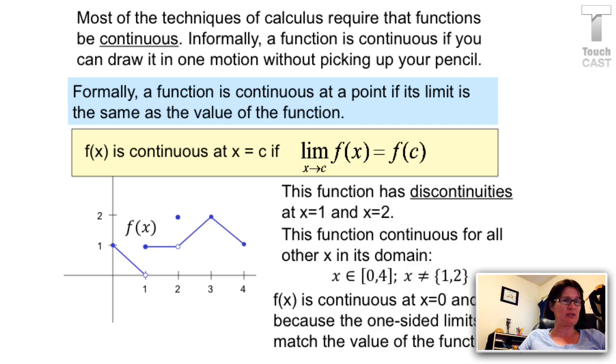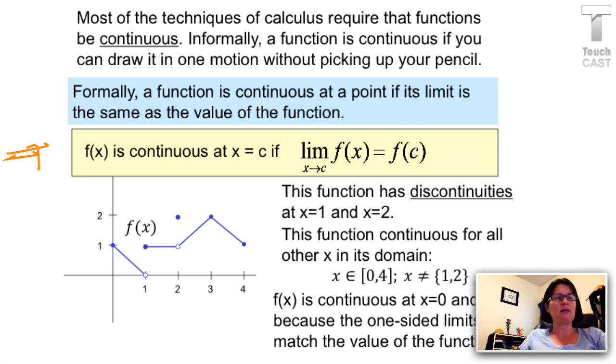It doesn't have any holes where it skips, or big jumps or gaps. But formally, we want to define continuity formally. A function is continuous if its limit from the left equals its limit from the right, and that limit equals the actual function value. So this is the notation you expected to know. f(x) is continuous at x = c if the limit as x approaches c of f(x) equals f(c).